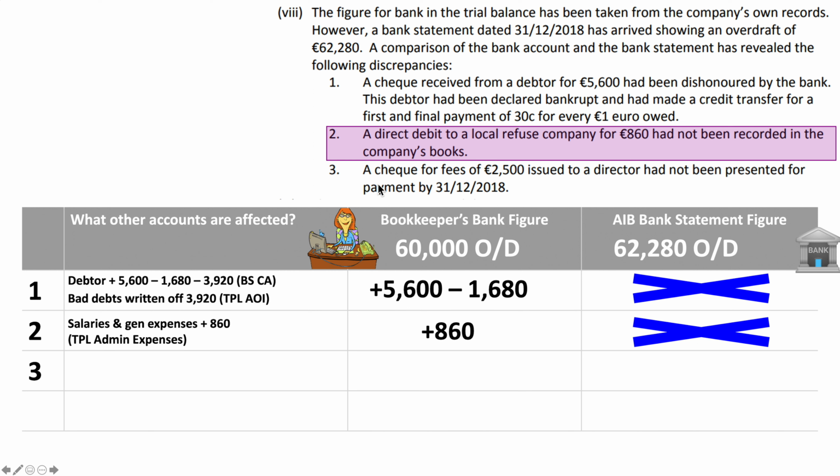And then number 3, a cheque for fees of 2,500 issued to a director had not been presented for payment by the 31st of the 12th, 2018.